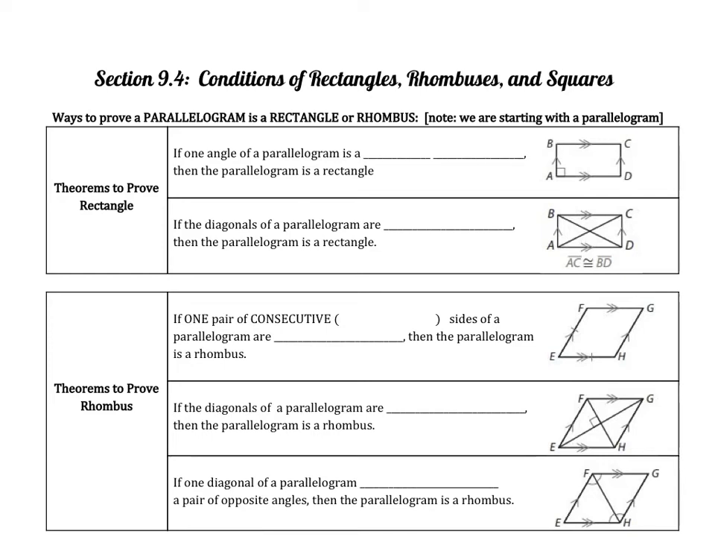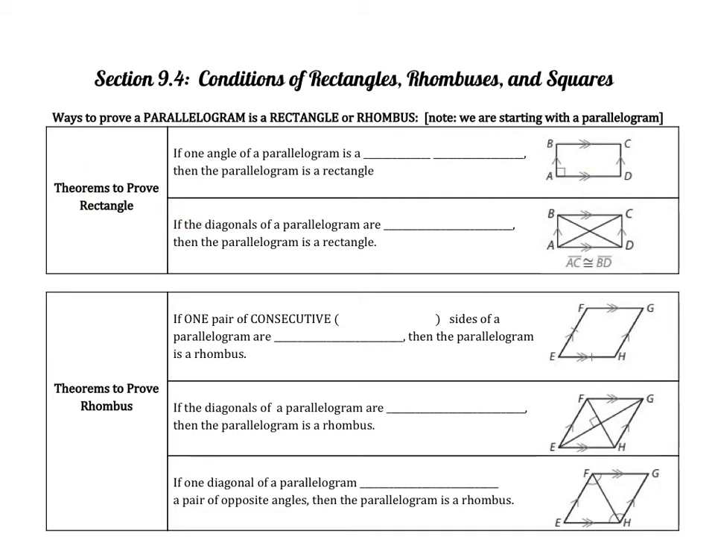Today we're going to talk about conditions of rectangles, rhombuses, and squares. So essentially we're going to start talking about ways to prove that a parallelogram can be classified as a rectangle or rhombus or a square. And please note that we are starting with the fact that they are already parallelograms.